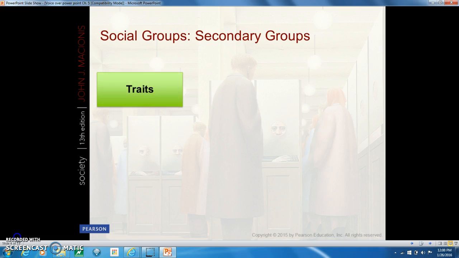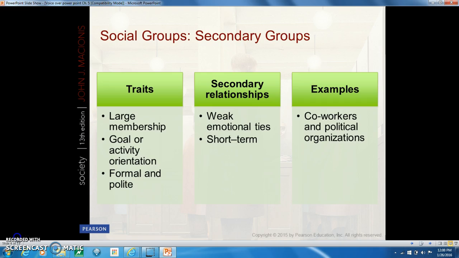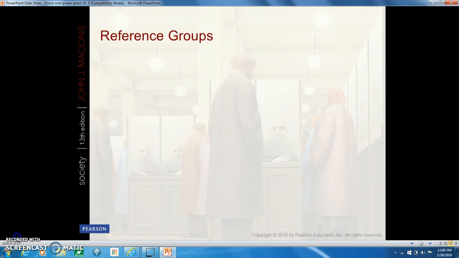A secondary group is a group whose members interact in an impersonal manner. They have few emotional ties and they come together for a specific purpose. Within most secondary groups, you can find a number of primary groups based on regular interaction and friendship. So primary groups tend to be relationship or person-oriented, and secondary groups are goal-oriented. They're devoted to some specific interest or activity.